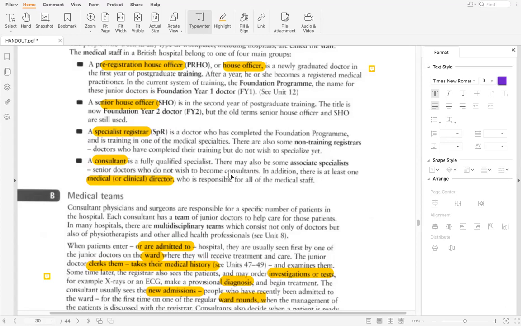In addition, there is at least one medical or clinical director who is responsible for the medical staff. So the person who is responsible for the medical staff is called medical or clinical director.